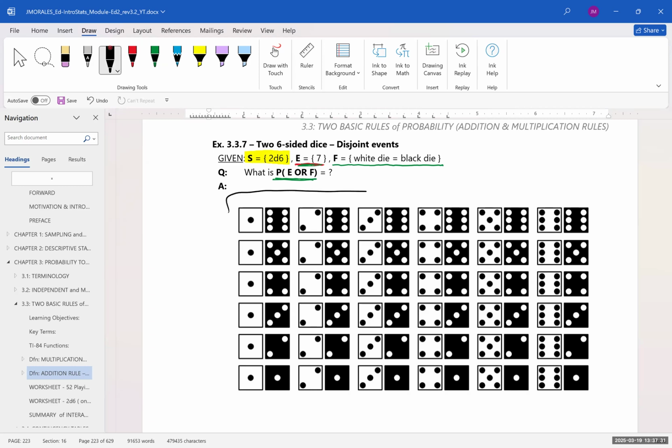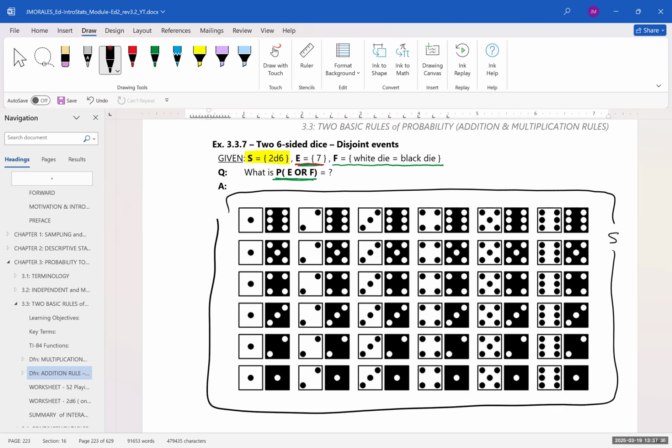So the first thing let's draw in here is the fact that our sample space is all possible outcomes. Okay, so let's find where event E is in all this. It's where the sum of the two dice is going to be a 7. So it's going to be all of these combinations here: 4 and 3, 5 and 2, 6 and 1. Okay, that is event E.